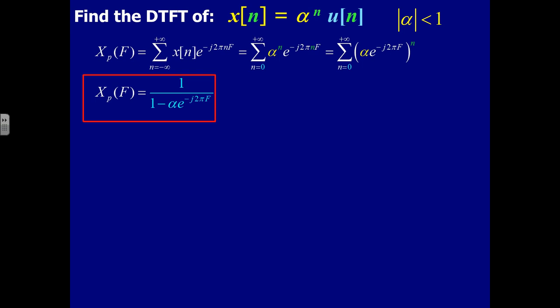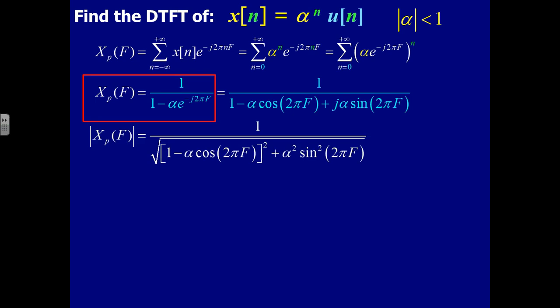Now, this is a complex result because we have that complex exponential in the denominator. If we wanted to break this up into magnitude and phase, we would have to break up that exponential, perhaps using an Euler identity, where the e to the minus j 2 pi f becomes cosine 2 pi f minus j sine 2 pi f. And distributing through the minus alpha in front of that gives us this denominator shown in blue of 1 over 1 minus alpha cosine 2 pi f plus j alpha sine 2 pi f.